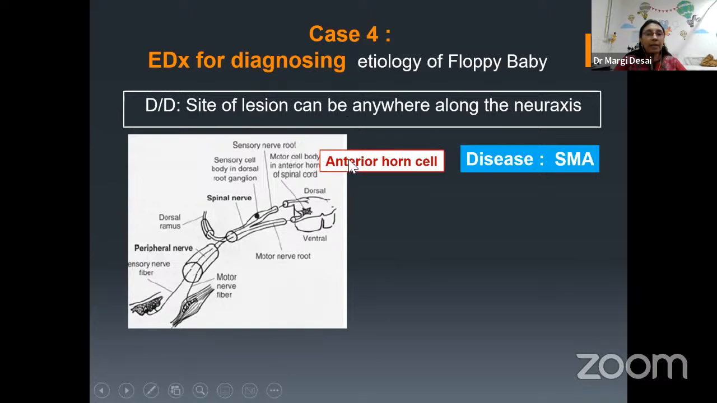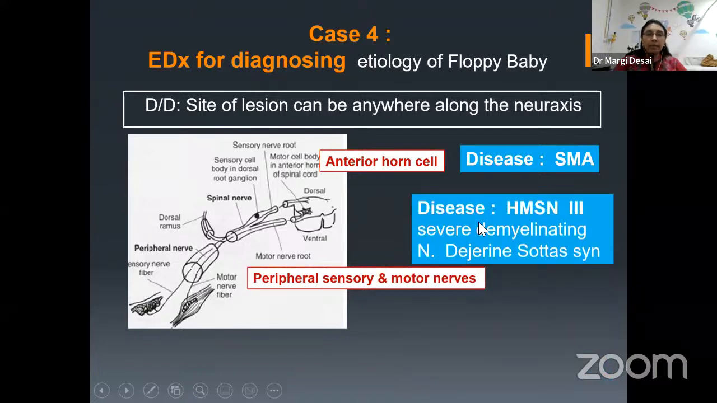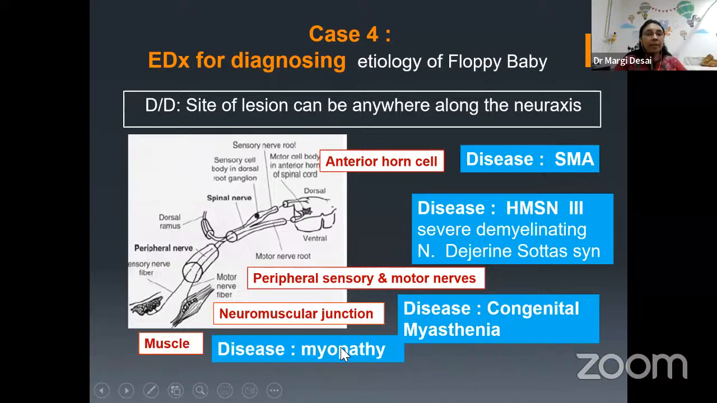The child could have a lesion at the anterior horn cell, if he is suffering from spinal muscular atrophy, SMA, and that would lead to a floppy baby. The child can have a peripheral sensory and motor neuropathy and still be floppy. That condition is inherited severe demyelinating sensory motor neuropathy, HMSN type 3, also known as Dejerine-Sottas syndrome. The lesion can also be at the neuromuscular junction. The child could have congenital myasthenia and present as a floppy baby. Or the lesion can be at the level of the muscle. The child can have a congenital myopathy or a congenital muscular dystrophy and still be floppy. So a lesion along the entire neuraxis can have a similar presentation of floppy baby.